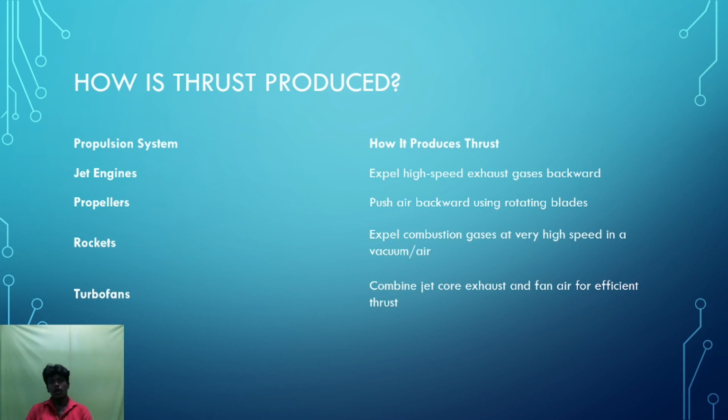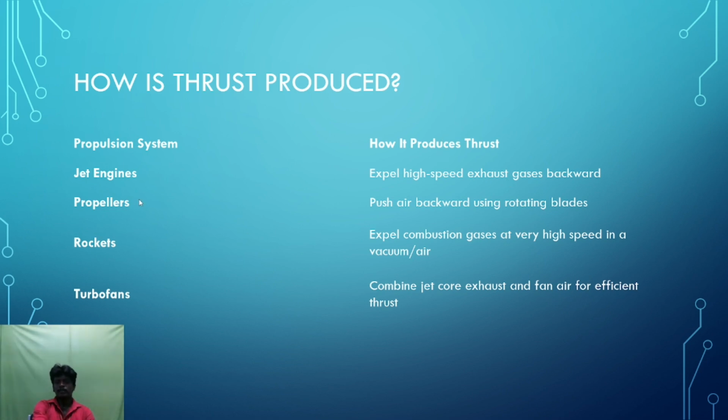Then we move on to how the thrust is produced. We categorize propulsion systems by how thrust is produced. These are categorized in four manners. Jet engines expel high speed exhaust gases backward. Then we create more thrust.